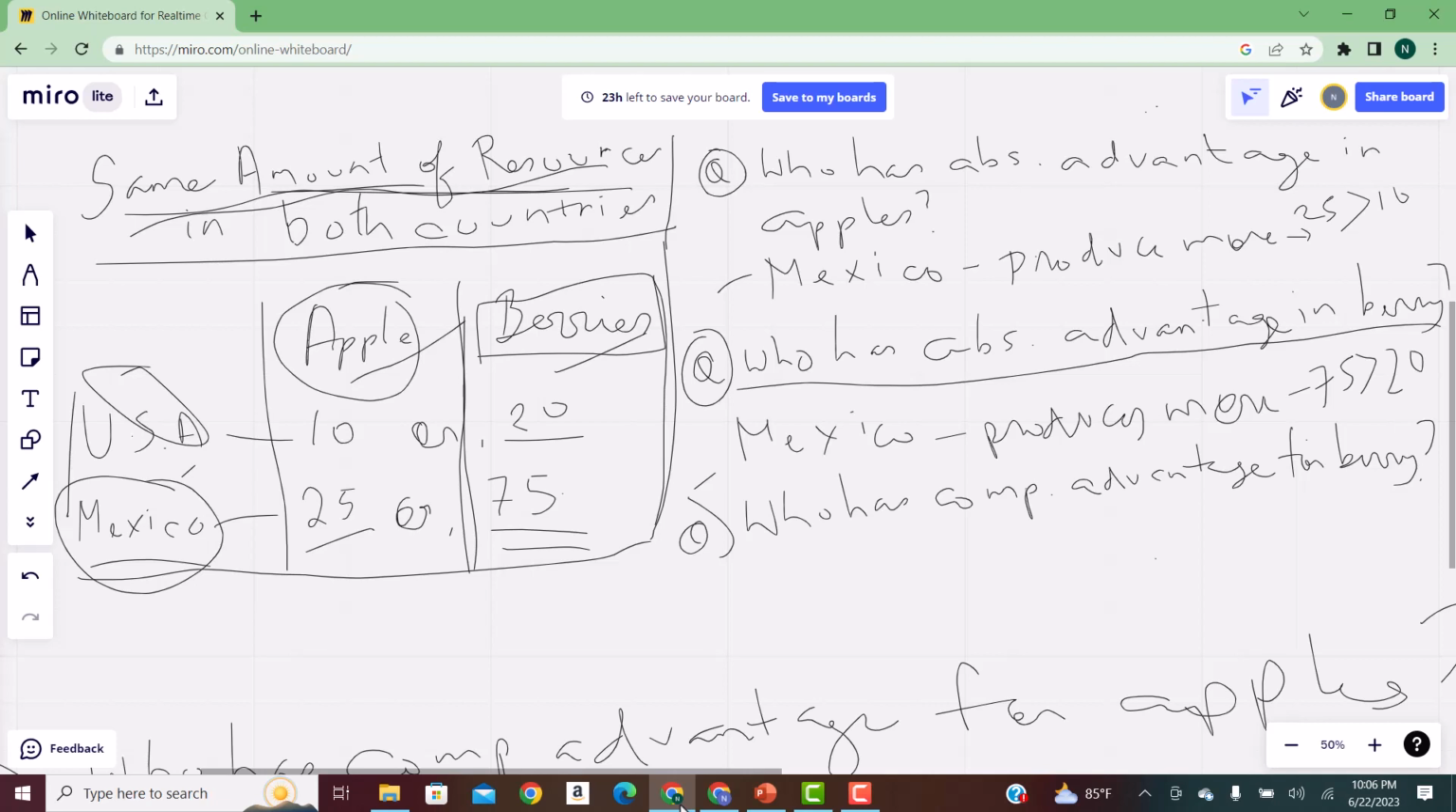Okay, so the next question I have is who has comparative advantage for berries? So we are going to look into berries first, and then we're going to first find out the opportunity cost of berries for USA and then for Mexico. Then we're going to compare the opportunity cost. Whoever has the lower opportunity cost is basically going to produce berries. So let's first look at USA.